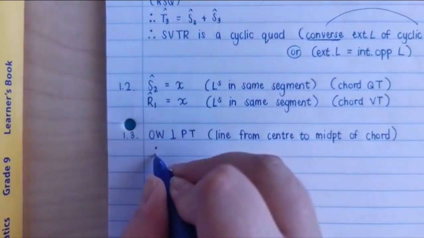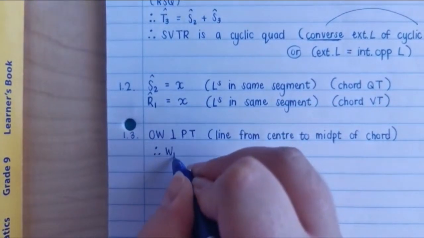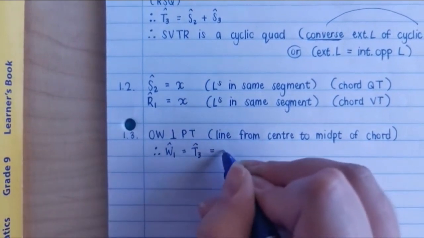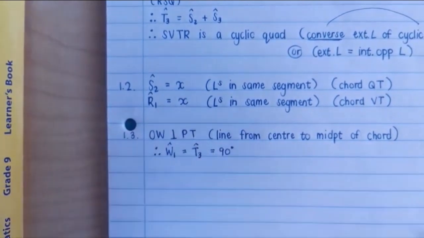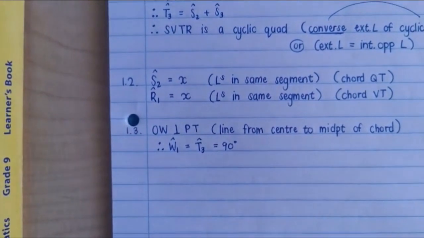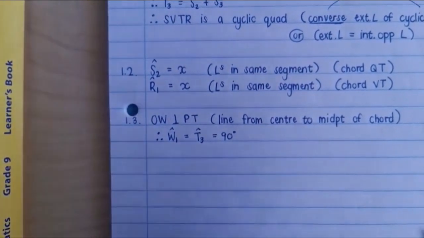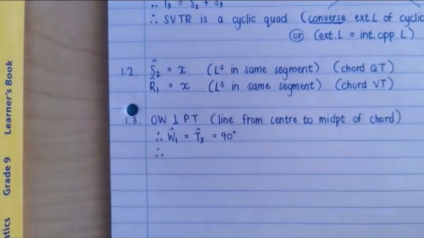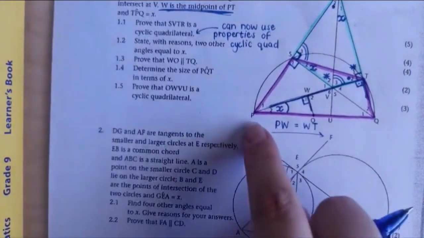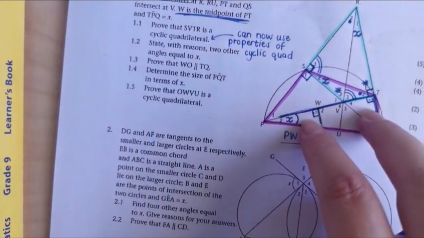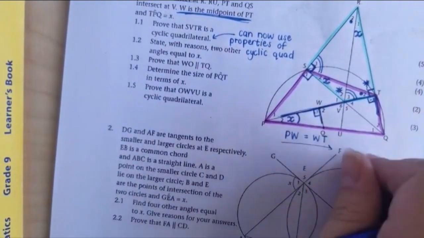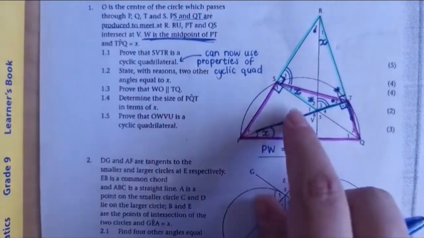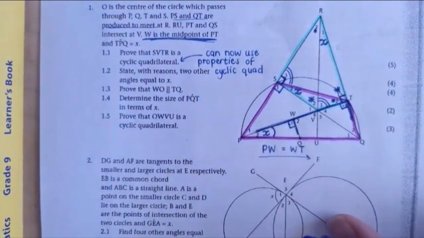Therefore, W1 is equal to T3, right? Those two 90-degree angles. You don't actually have to write down that it's equal to 90, but just for understanding, so that you remember what we're doing here. Therefore, guys, the only way for those two angles to be equal, if we have our F shape, is if these two lines are parallel, and that is what you learned in grade 8 already. So therefore, WO is parallel to TQ.